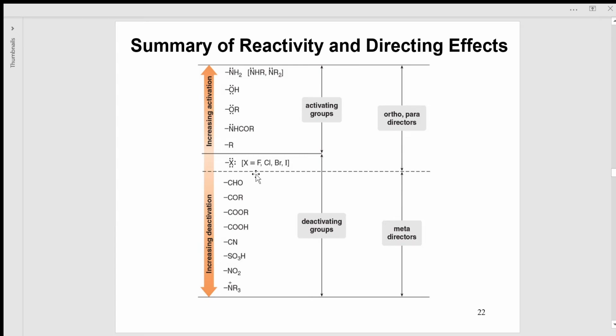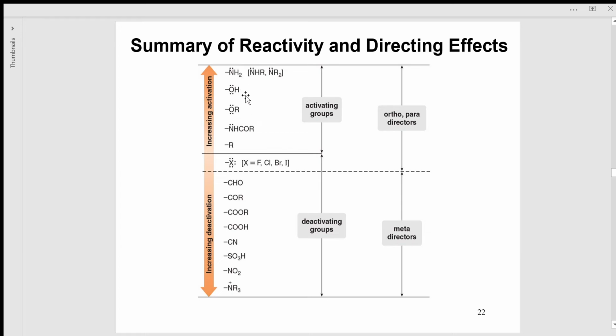So these are all deactivating groups. And the product is meta director. We already analyzed this example. Nitrobenzene always prefers to give a meta product. So the only special case exception is the halogen. If we have a halogen atom on a benzene ring, it's considered a deactivating group, but it is an ortho para director. So that's the only exception.